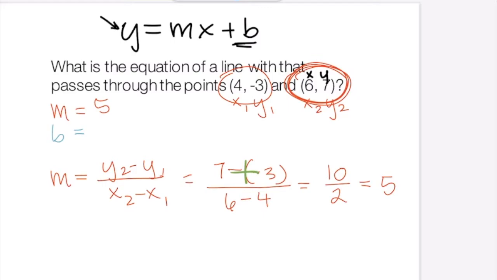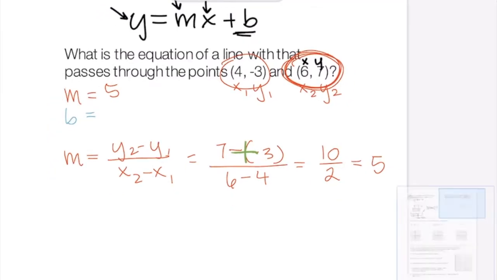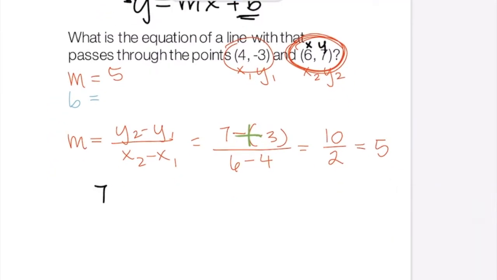I'm going to use a 7. I do have an m value because I found it, it's 5. And I also have an x value, which is 6. So let's do that. In place of y, we're going to put 7 equals, in place of m, we're going to put 5. In place of x, we're going to put 6. And then we can say plus b.